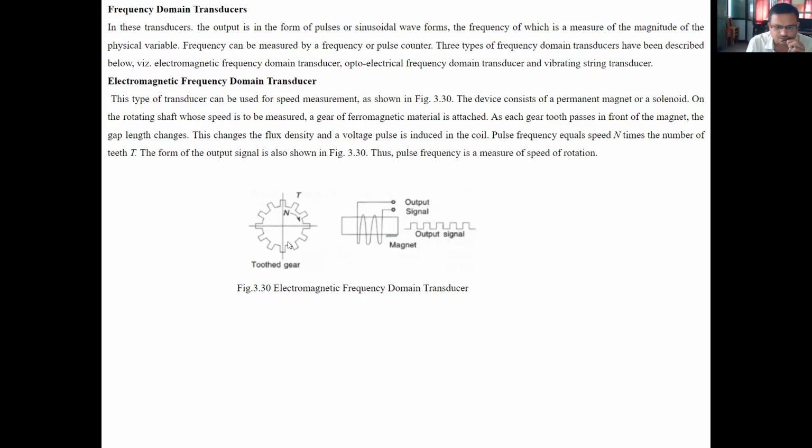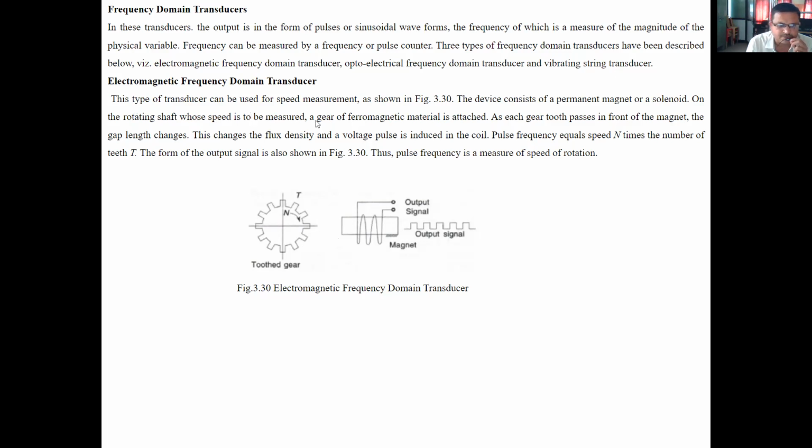See that this is a toothed gear. This is a permanent magnet. A coil is wound, and we are getting this digital output. How are we getting this digital output? This is a toothed gear. When this gear rotates, since this gear has teeth, depending upon the distance between these teeth and this magnet, different values of output signal will be obtained.